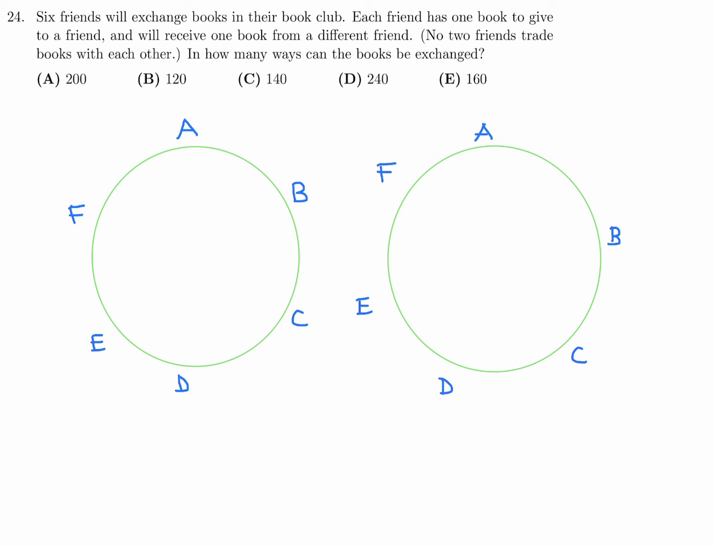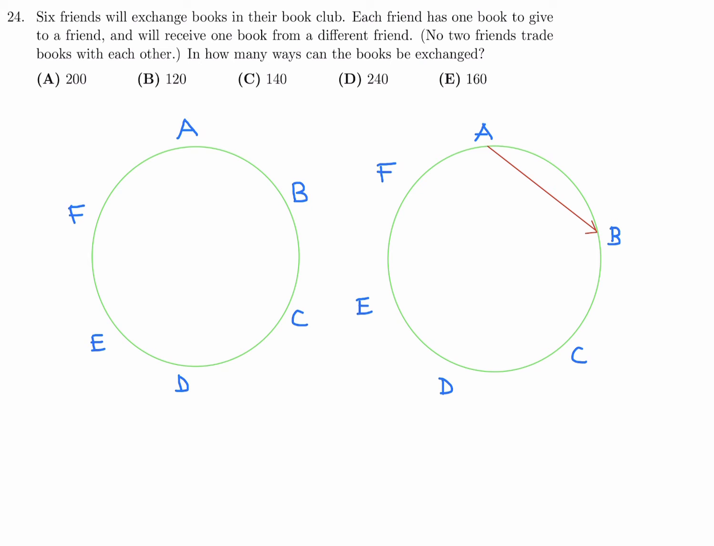Okay, so let's start with the one on the right. I don't know which one is easier, it doesn't really matter. Now, in that circle, I have to somehow satisfy the conditions of the question. So let's start off. A is going to give a book to B. But then A has to receive a book from somebody, but he cannot receive it from B because no 2 friends trade books with each other, right?